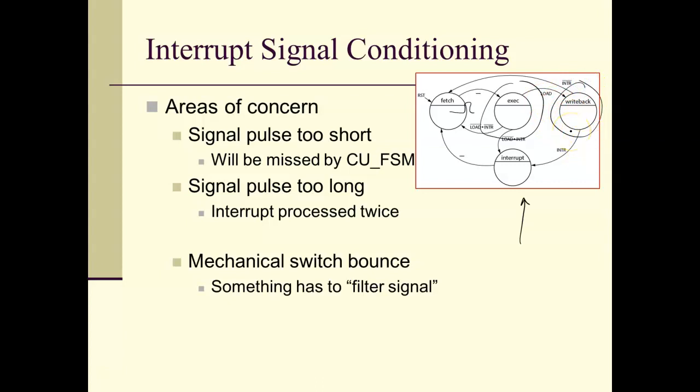If it's too long, essentially it could come back through this thing and have that interrupt still asserted and go back into another interrupt cycle for essentially the same interrupt. So you don't want it too short, you'll miss it. Too long, you'll process multiple interrupts, which means you'll call the interrupt service routine multiple times for the same interrupt signal assertion. The other thing here is typically what we're going to do is connect the interrupt to a button.